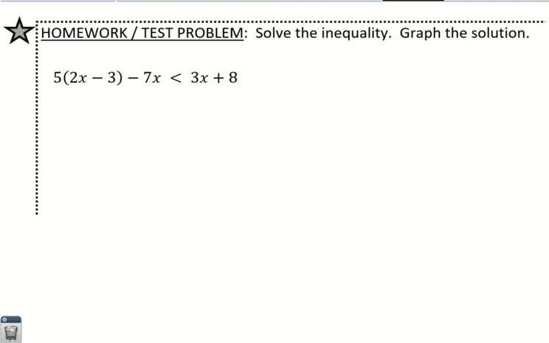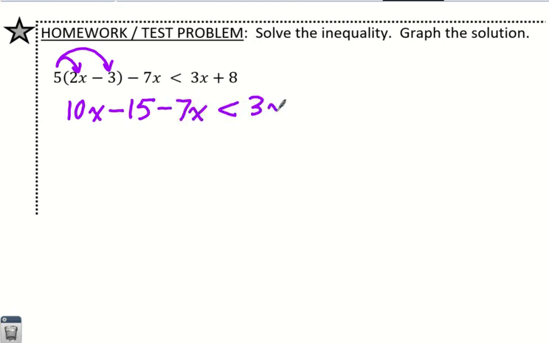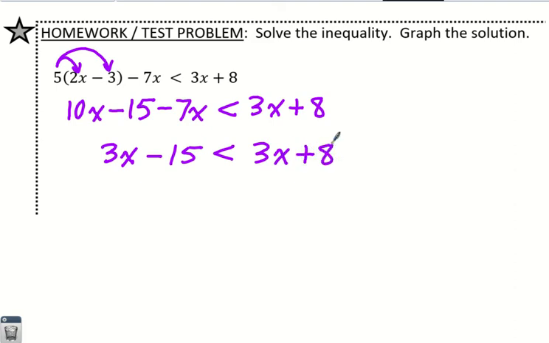So here's the next example. Let's see what happens as we solve this for x. Of course, starting off with the distributive property to clear the bubble. 5 times 2x is 10x. 5 times minus 3 is minus 15, and then bring down the minus 7x, and basically bring down the rest of it. I see some like terms on the left, 10x and negative 7x. That's going to be 3x, and the minus 15 is still as is, and the less than 3x plus 8.